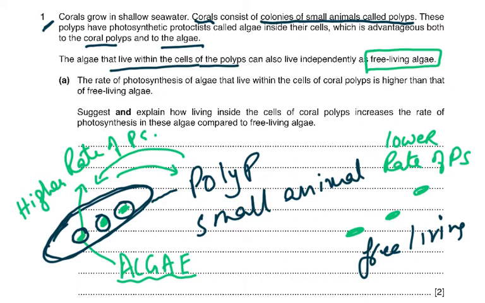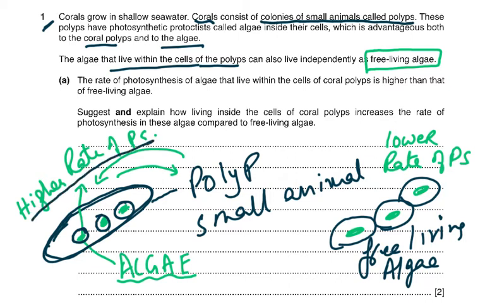So the algae that live within the cells of the polyps can also live independently as free living algae. So these are the free living algae, which I've just drawn here, this one and this one and this one. Now it says the rate of photosynthesis of algae that live within the cells of coral polyps is higher than that of the free living. So these have a lower rate of photosynthesis.